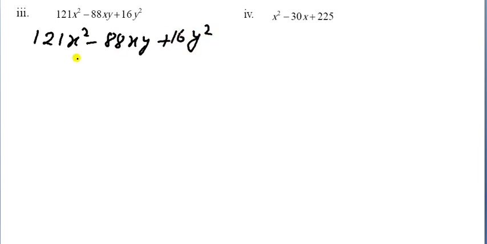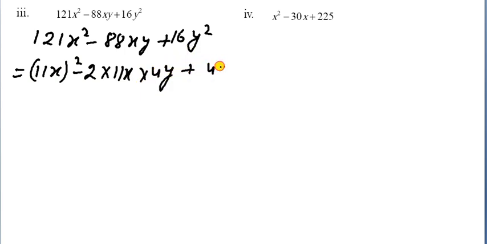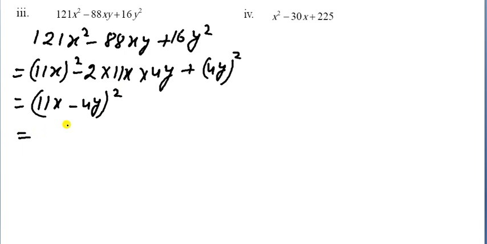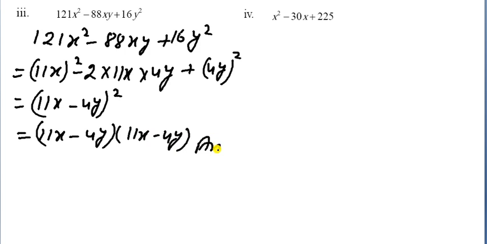Let us see, it is 11 square, so (11x) whole square, and minus 2 into 11x. So what about this? It is (4y) whole square. So you can write 4y, and you can write here 4y whole square. So what happened in this? It is (11x minus 4y) whole square. It is a minus b whole square, the identity is used here. So we can write two times. First one is 11x minus 4y, and in the second that is 11x minus 4y. So that one is your answer.